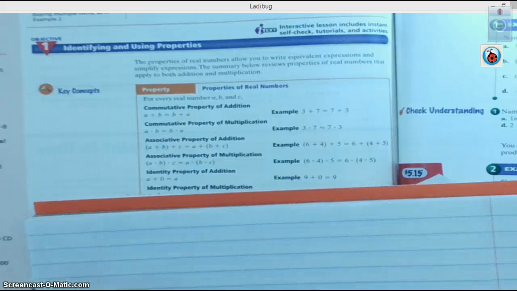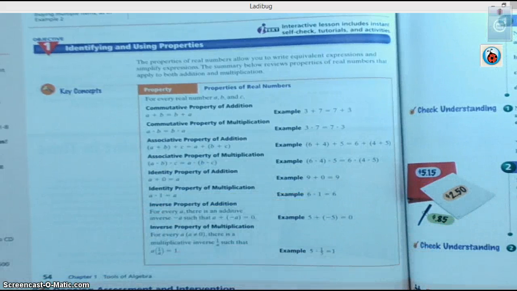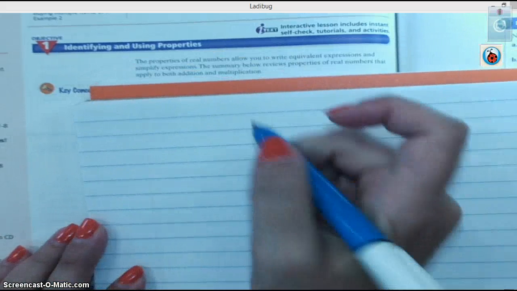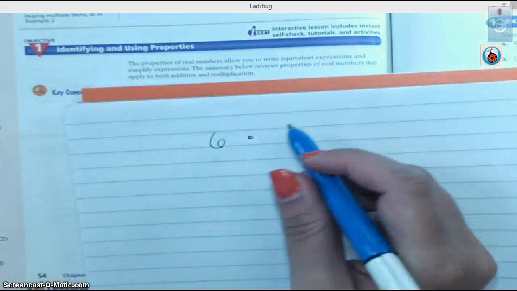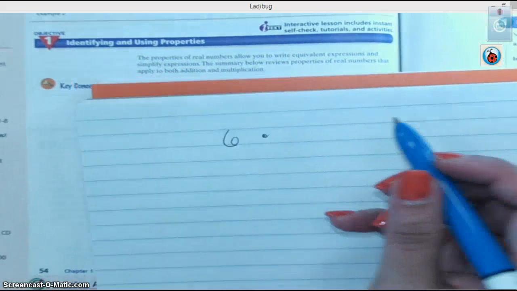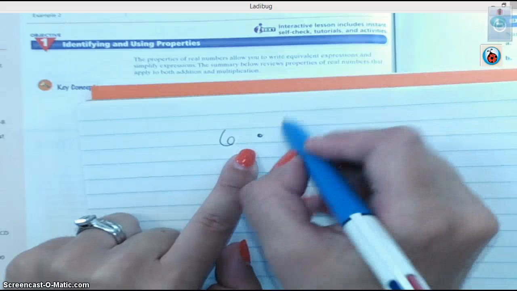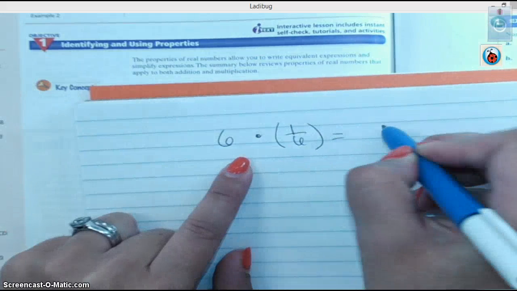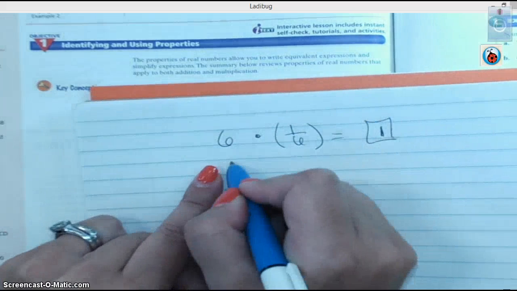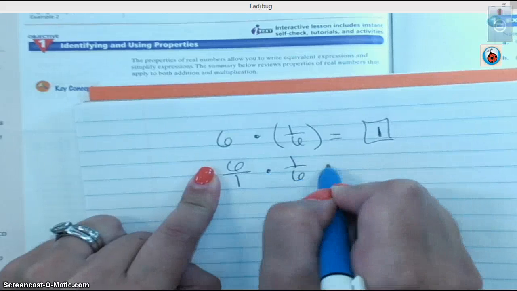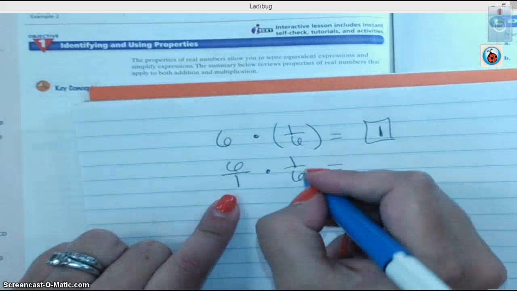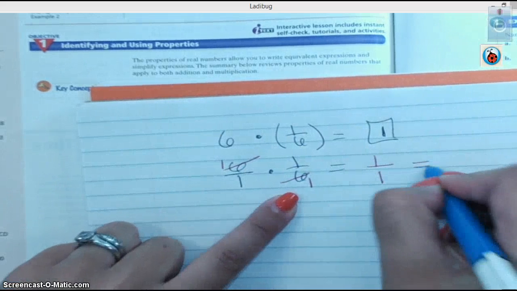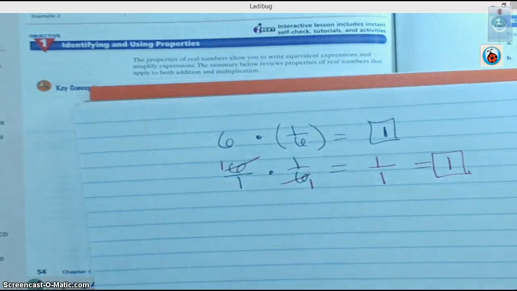So let's say we multiply 6 times its inverse, its multiplicative inverse, which means its reciprocal. What's the reciprocal of 6? 1 over 6. This would equal 1. Let's see how. 6 over 1 times 1 over 6. Can we cross cancel? Yes. We cross cancel 6 with 6. 1 times 1 is 1. And 1 times 1 is 1. It equals 1. Okay?